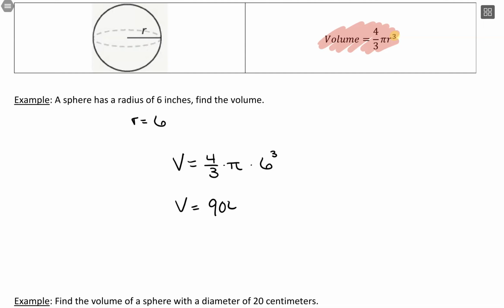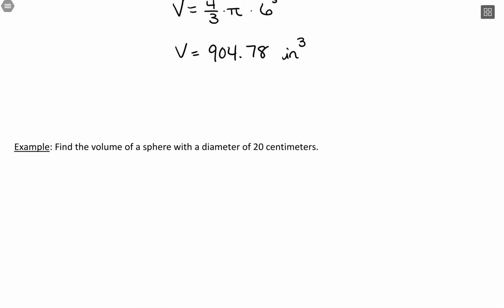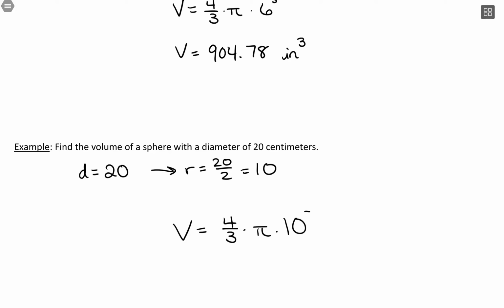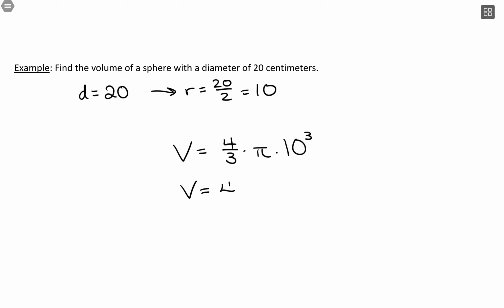904.78, our units are inches, and that would be cubed for volume. If we're given a diameter, so a diameter of 20, our radius is just half of that, so we'd have a radius of 10. So for our volume, we're taking 4/3 times pi times this radius of 10 cubed. And plugging that into the calculator, we should have 4,188.79, and that'll be centimeters cubed.